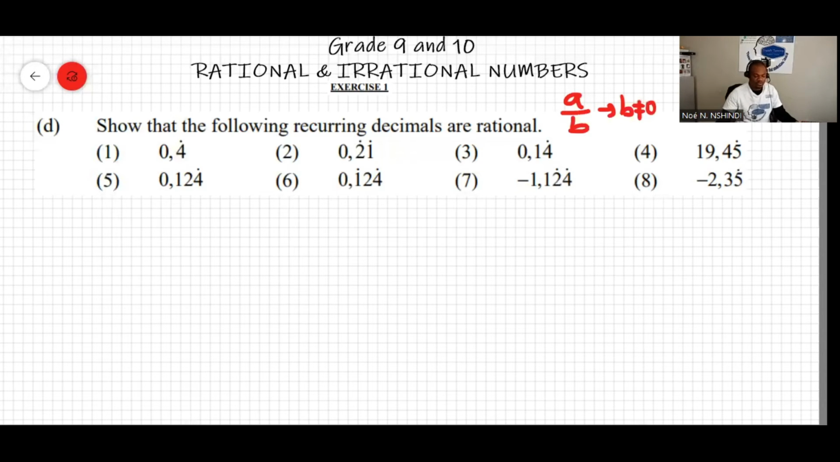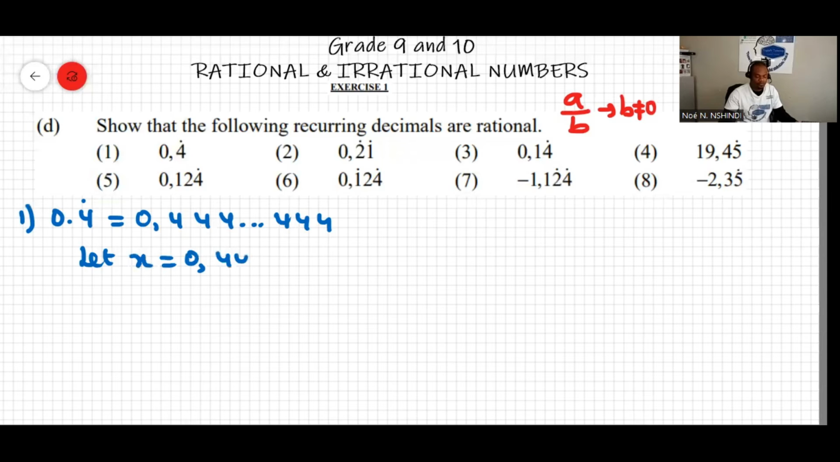Now let's start from example 1, which is 0,4 with a dot there, recurring. It simply means that this number 4 will repeat itself over and over. So it is equal to 0,444 dot dot dot 444. The 4 will repeat indefinitely. Now, I prefer to say let x equal 0,444 dot dot dot 444. And I call this equation 1.